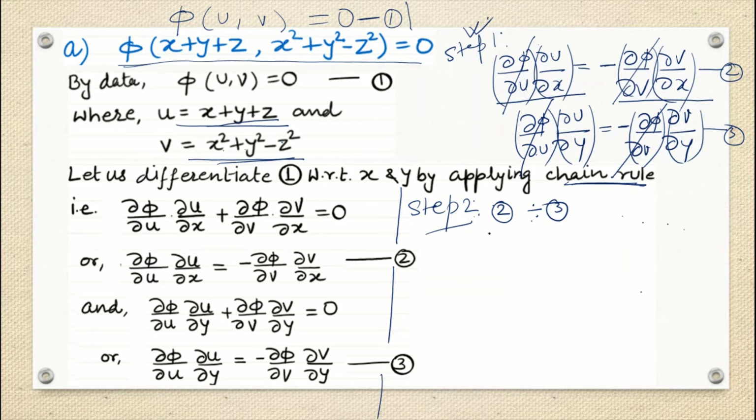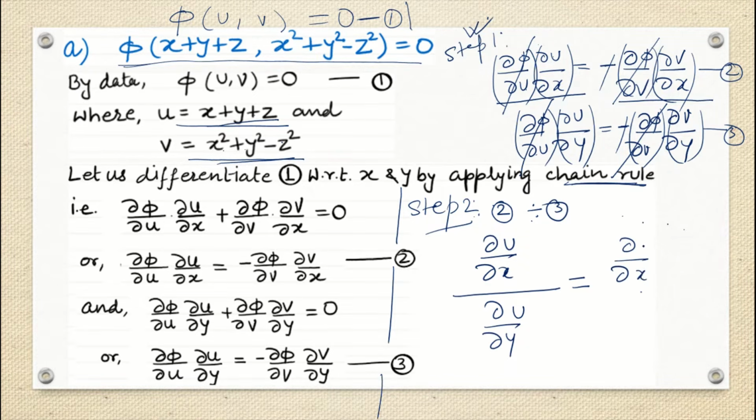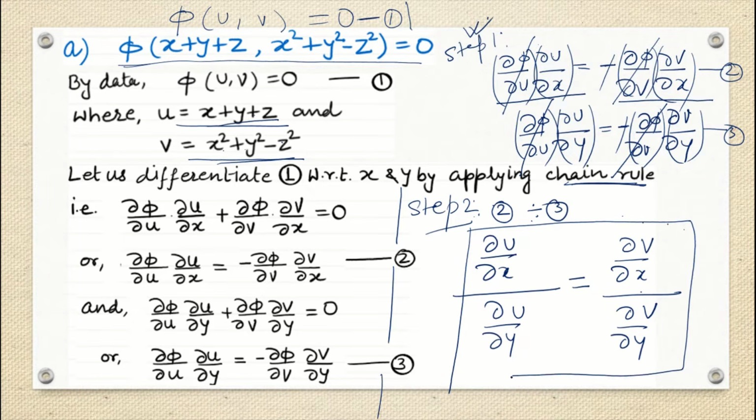So what is present? Del by del x of u divided by del y of u equals, the minus I will also cancel, del by del x of v divided by del y of v. And you will see that this does not contain phi. This does not contain the arbitrary function. So this is actually my partial differential equation.